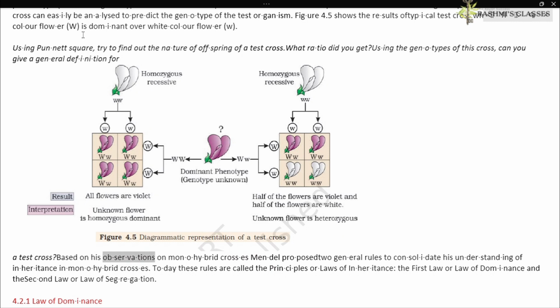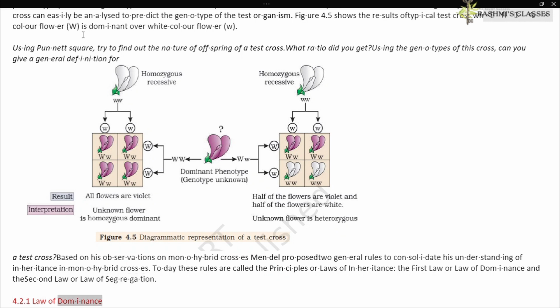Based on his observations on monohybrid crosses, Mendel proposed 2 general rules to consolidate his understanding of inheritance in monohybrid crosses. Today these rules are called the principles or laws of inheritance: the first law, or law of dominance, and the second law, or law of segregation.